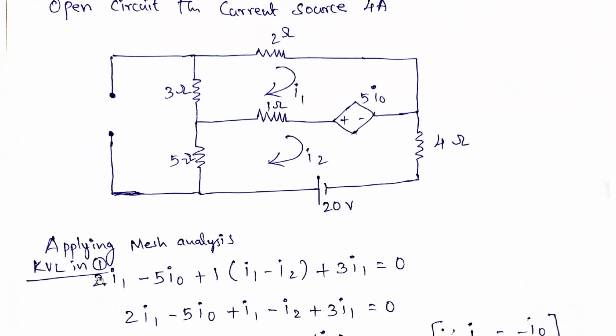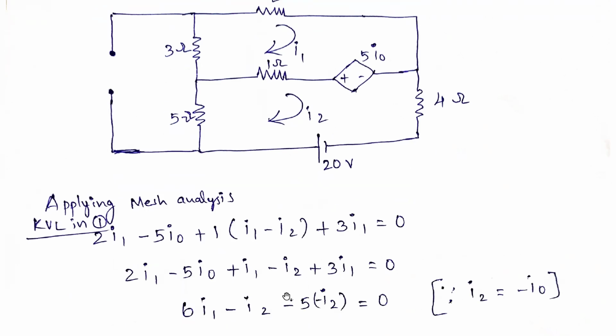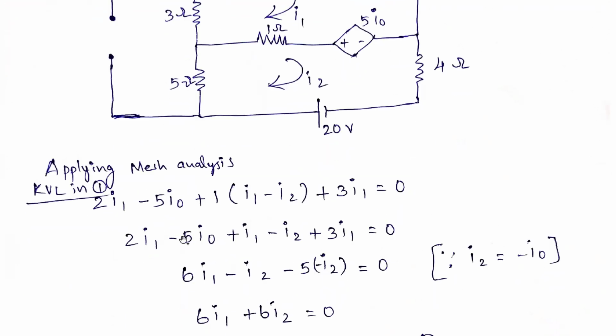Applying Kirchhoff's voltage law in loop number 1: 2 into I1, then if the current comes like this, minus 5 I naught plus 1 into I1 minus I2 plus 3 into I1 is equal to 0. Simplifying this, taking common terms outside, we get 6I1 minus I2 minus 5 into minus I2 is equal to 0.